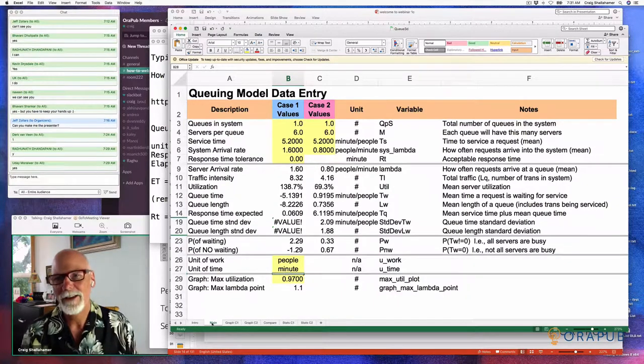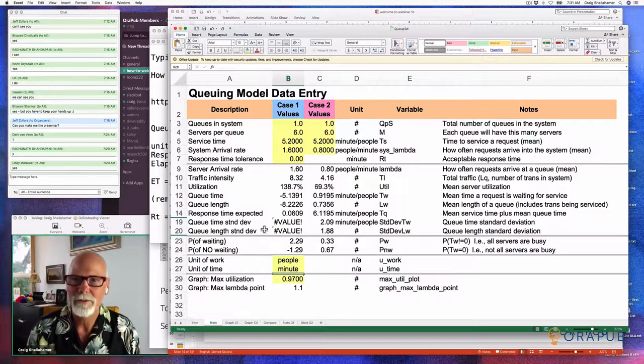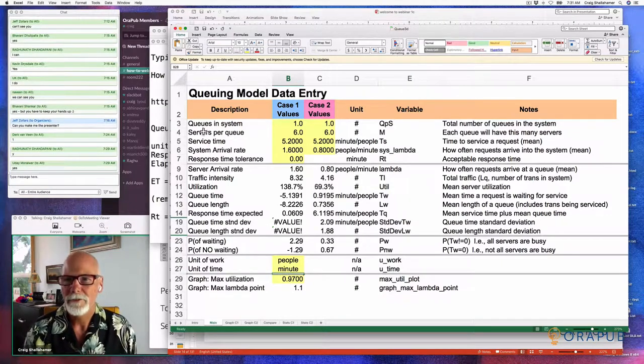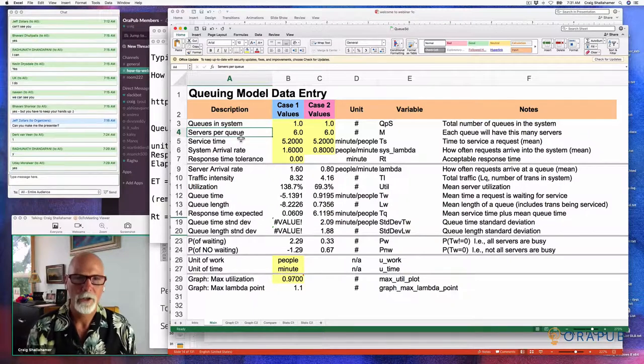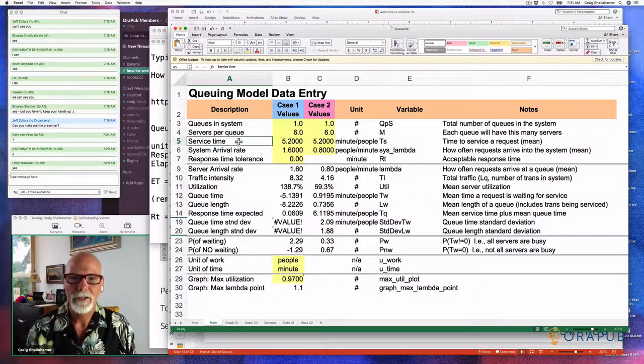The first thing you've got to answer, and this is usually the stumbling block for people when they see this, is the first thing you have to enter is, the description is queues in the system. And the other one here is servers per queue. You're like, what the heck is that, man? Okay, that's what I'm going to talk about. What's a queue in the system, and how many queues are in the system, and how many servers are there per each queue? Okay, so that's what we're going to figure out right here.